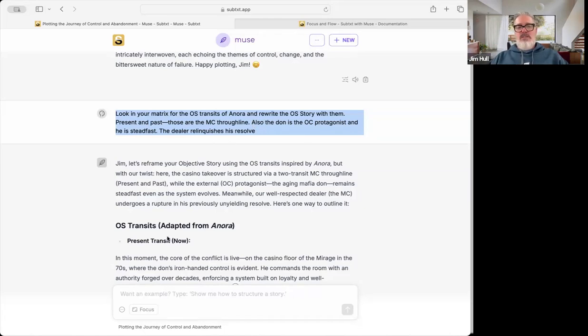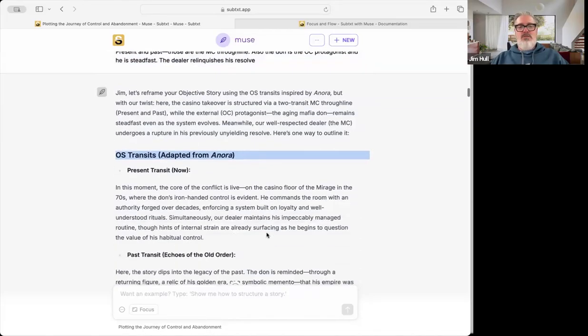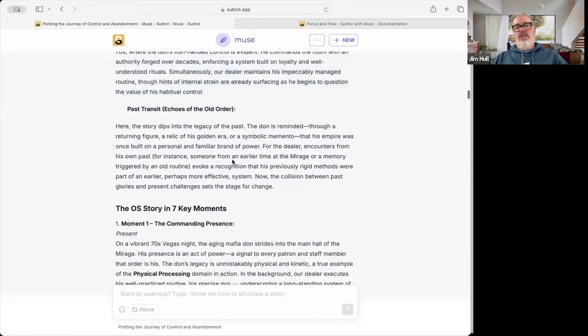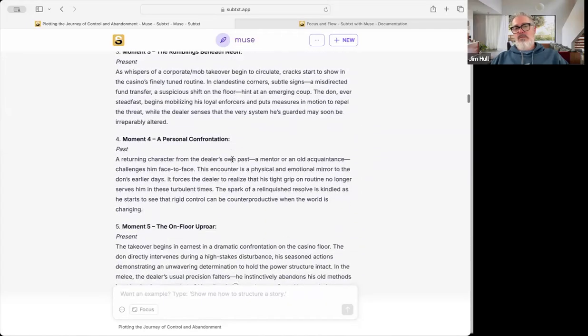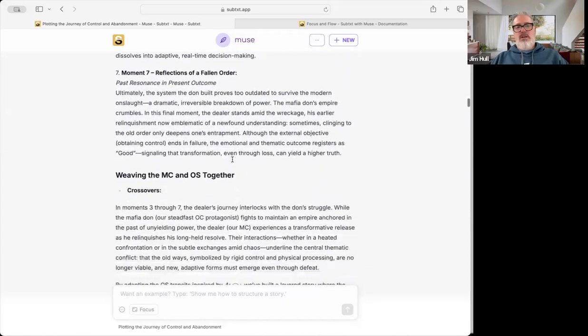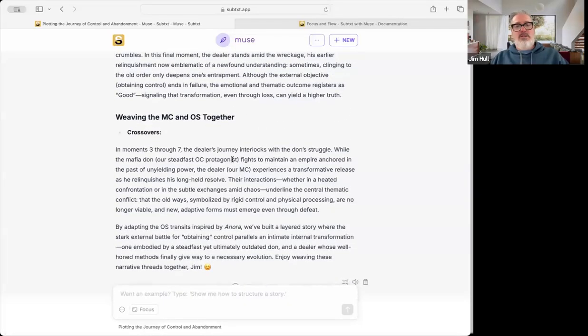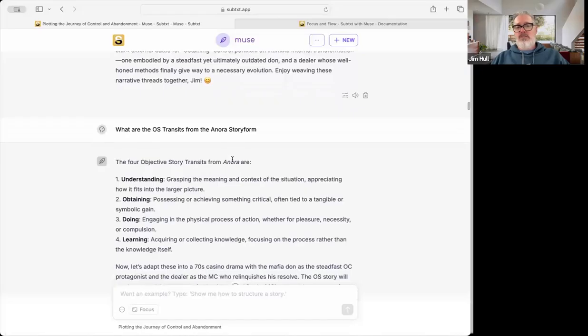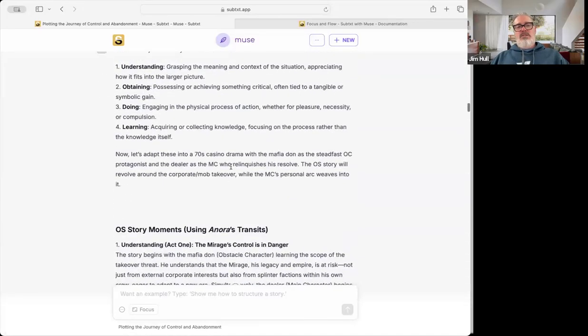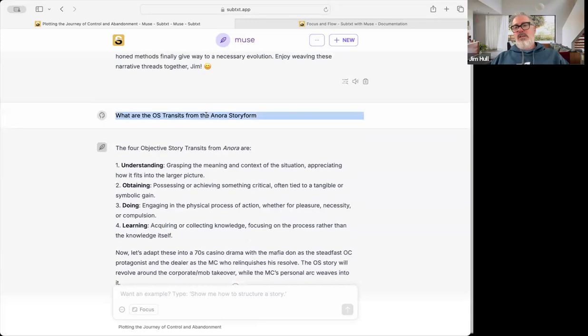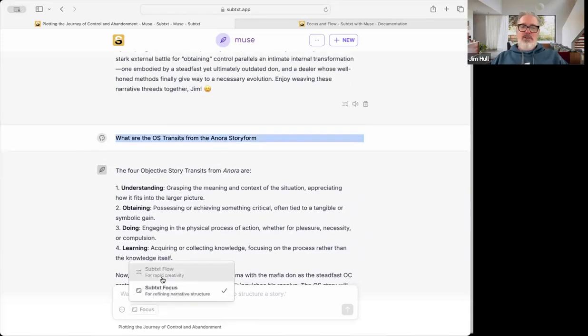So it went and grabbed the objective story transits from the story form that Subtext has for Anora, and then rewrote the story that I had with these new transits in there. You can see there's a lot more here that it can work on, in such a way that you can do a lot at once. But you'll notice here it didn't quite have the right ones, so I actually had to go back to flow. This is the only annoying part until they get it fixed. I had to use flow to check out the examples to do that.